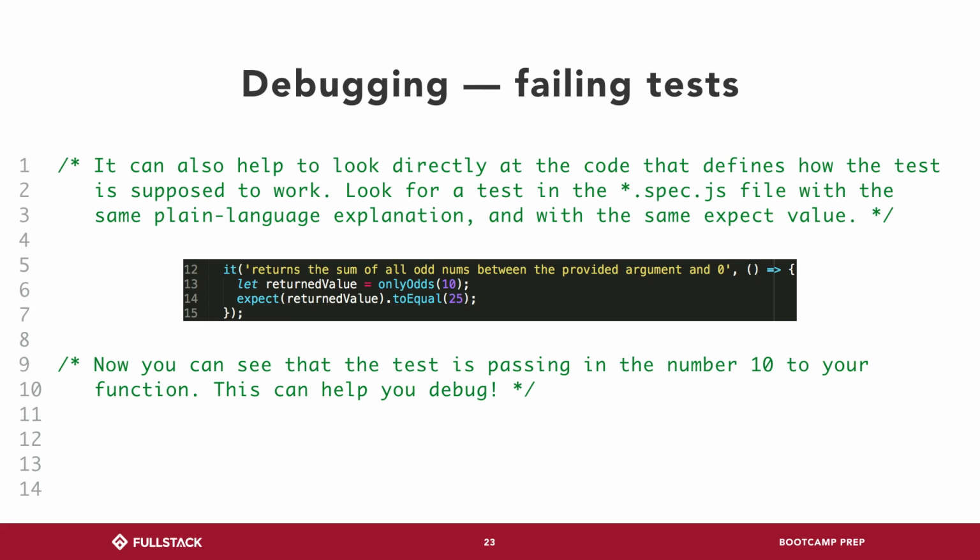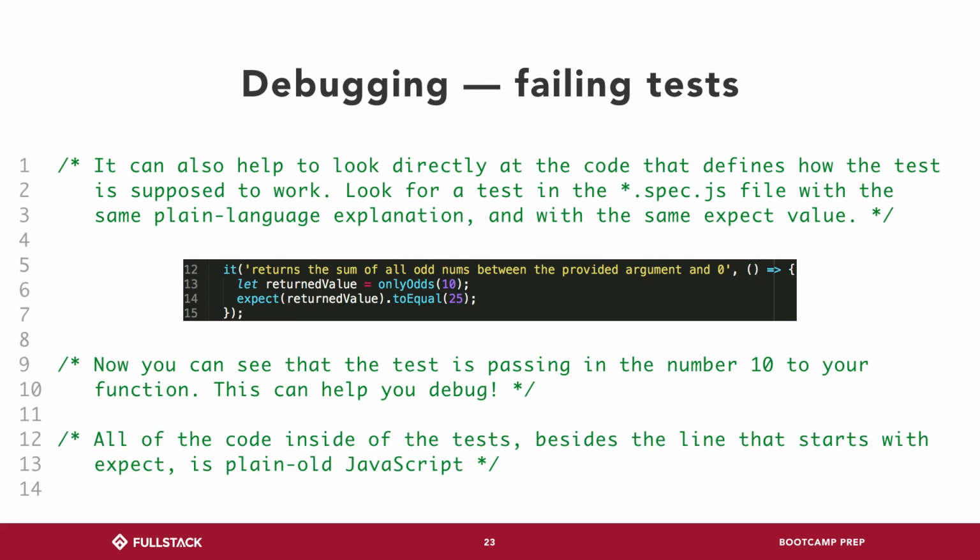So now the takeaway here was that we saw that they're passing the number 10 to your function, and that gives you a hint on where to possibly clean up your function and make it work for the number 10. Lastly, all of the code inside of the tests, besides the line that starts with expect, is plain JavaScript. So let this equal whatever, this function, this is normal JavaScript, and aside from this expect block, this is also normal JavaScript.